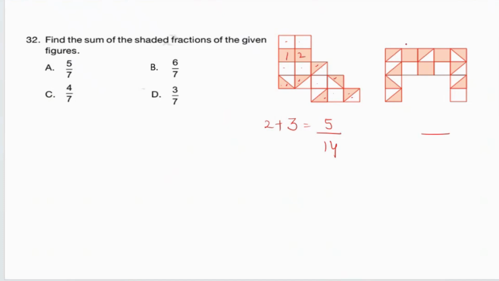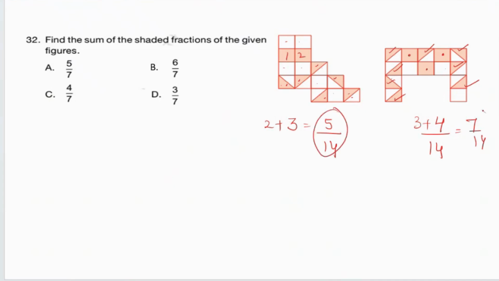Now I will count the total in the second figure. 1, 2, 3, up to 14. Here also the total is 14. But what are the shaded here? 1, 2. Count the full ones first. 3. That will be 3. How many halves are there? 1, 2, 3, 4, 5, 6, 7, 8. 8 halves means 4. So that will be 7 by 14.